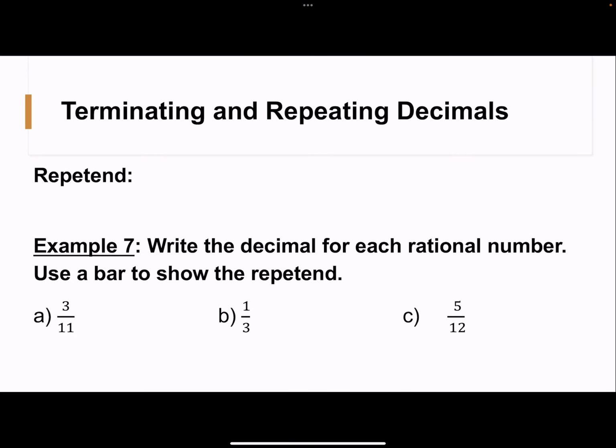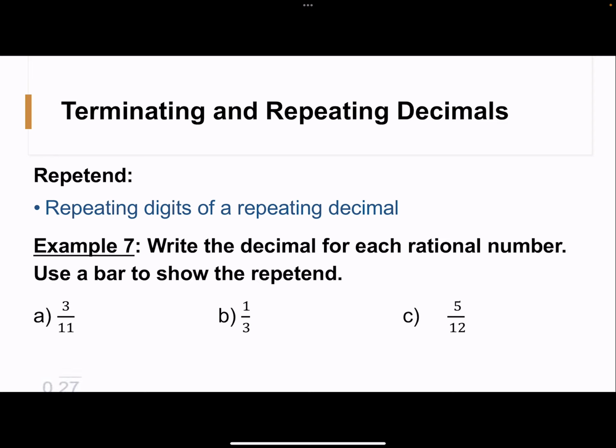So let's make a definition here. Let's talk about a repetend. A repetend is the repeating digits of a repeating decimal. So in example 7, we're going to write the decimal for each rational number, for each fraction, and we're just going to use a bar to show the repetend. What are the repeating digits of that repeating decimal?